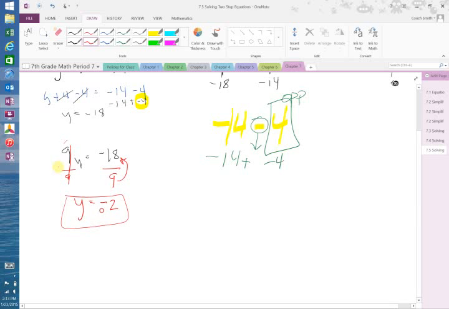Because 9 is on this side of the equation, I have to get that away from the y. The only way I can get 9 times y is to divide both sides by 9. Same thing we did last night.